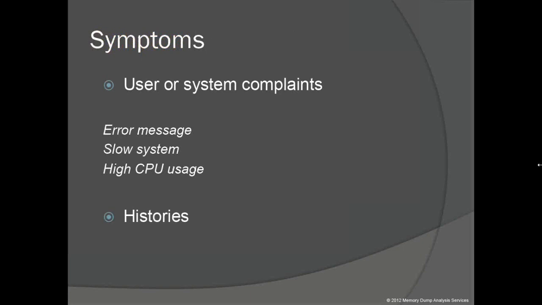Symptoms. Symptoms include user or system complaints. It is necessary to include software as having symptoms as well, such as error message boxes. And like in diagnostics, we have histories of complaints, which can be considered as a pattern of software description.